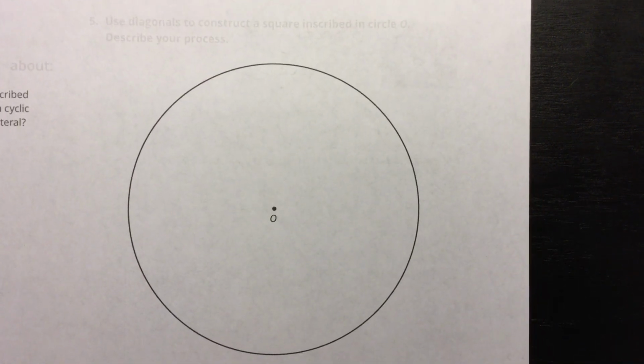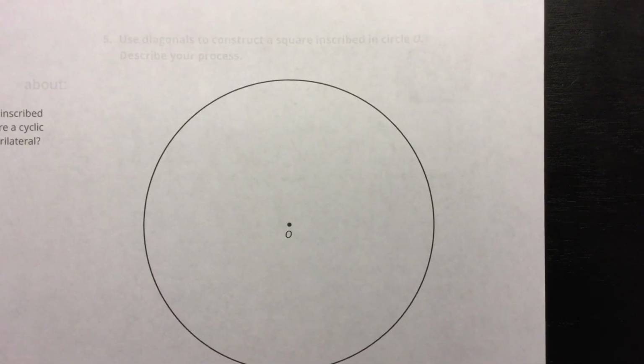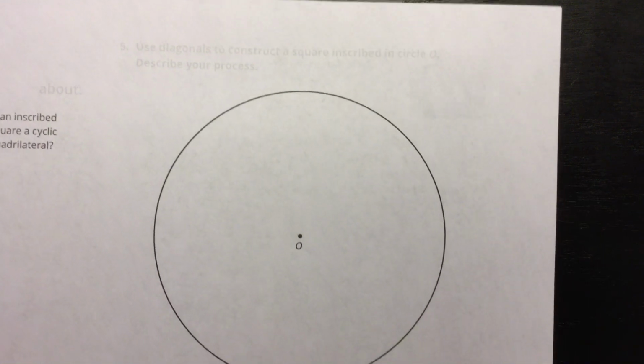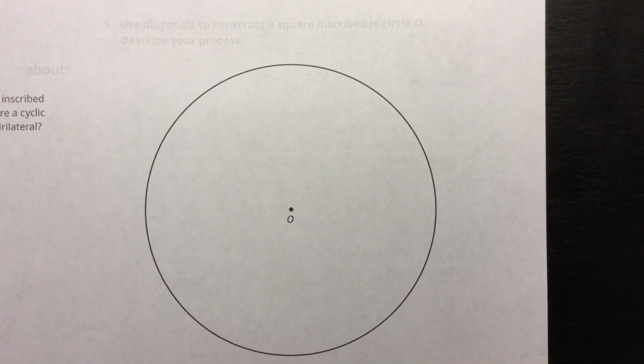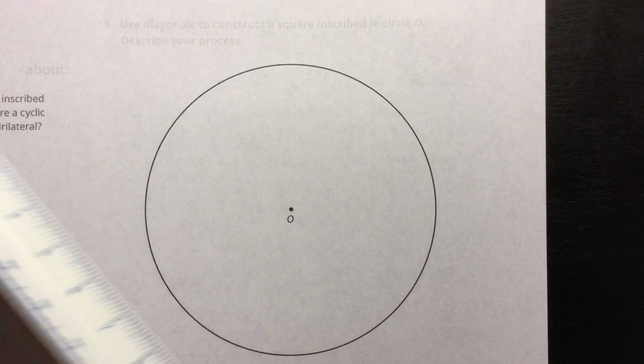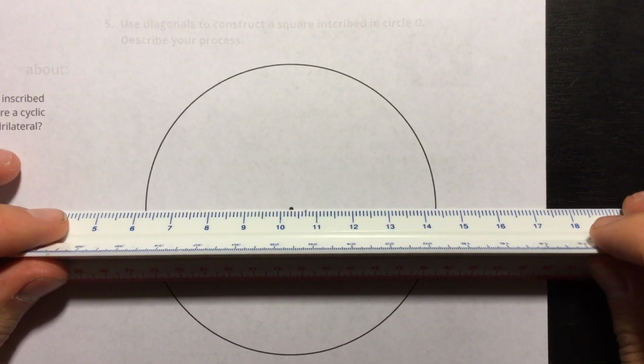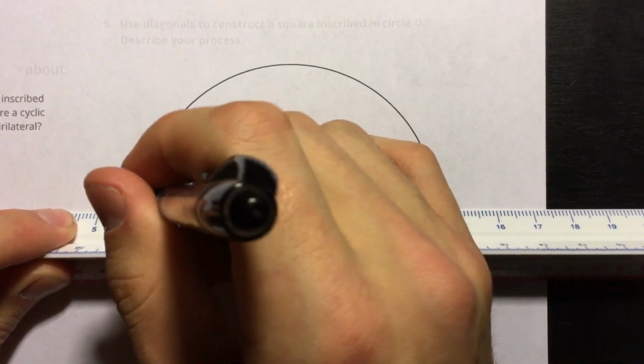So there you go. We have one more thing here. We have this big, huge circle right here. Almost takes up my whole screen. Question 5 says, use diagonals to construct a square inscribed in circle O. Describe your process. So first you want to construct it, and then you want to describe it. The next thing is 3.4, so this is our last one in 3.3 here. So use diagonals to construct a square inscribed in circle O, and describe your process. I'm going to do it first, and then I'm going to describe my process.